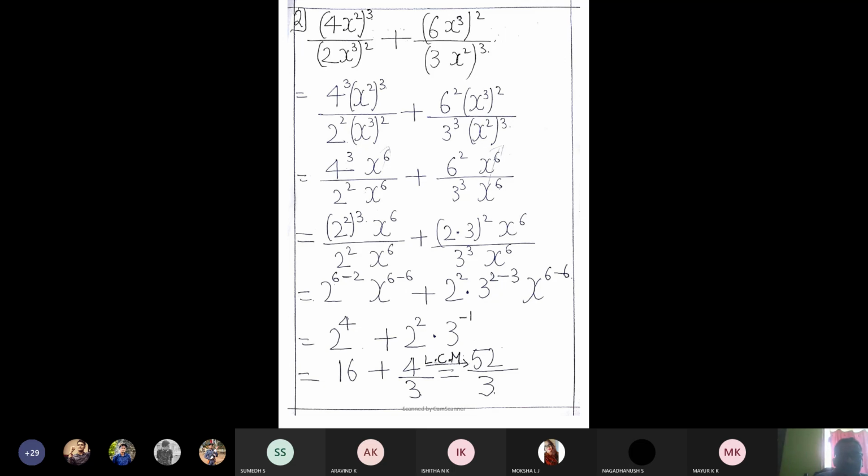Now, after that, 2 power 6 minus 2 becomes 2 power 4. Leave x power 6, that is 0. Any base raised to the power of 0 is 1. You know this law. A to the power of 0 is equal to 1. First law. Any number or any base raised to the power of 0 is 1. A to the power of 0 is 1. Or you can simply say it is cancelled, you can just leave it.